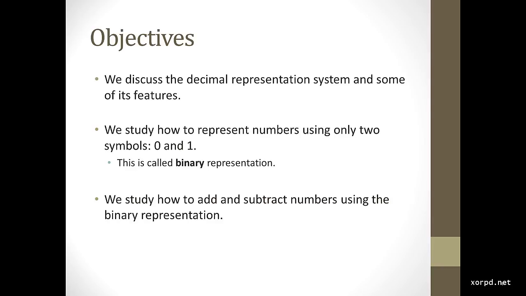Objectives of this lesson. We discuss the decimal representation system and some of its features. Next, we study how to represent numbers using only two symbols, 0 and 1. This is called the binary representation. Finally, we study how to add and subtract numbers using the binary representation.